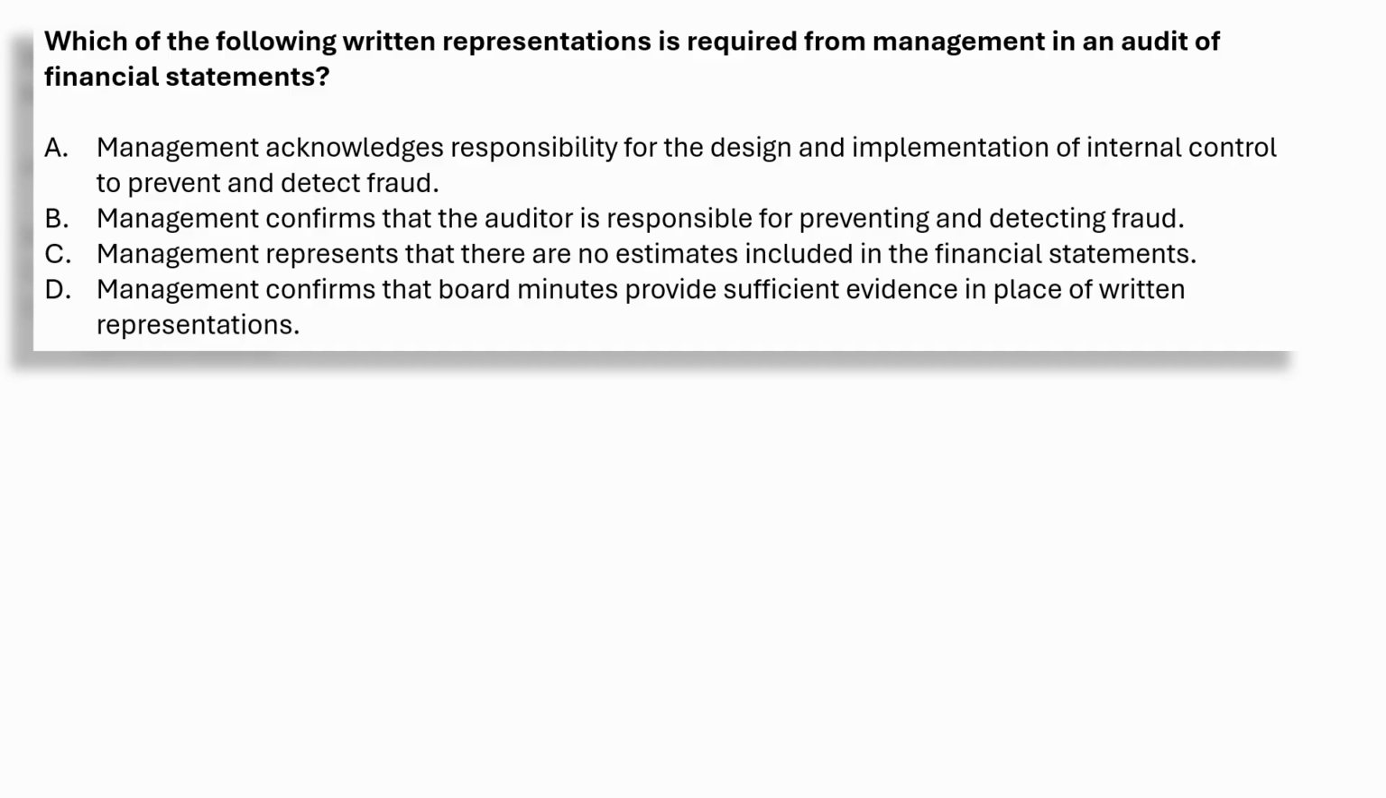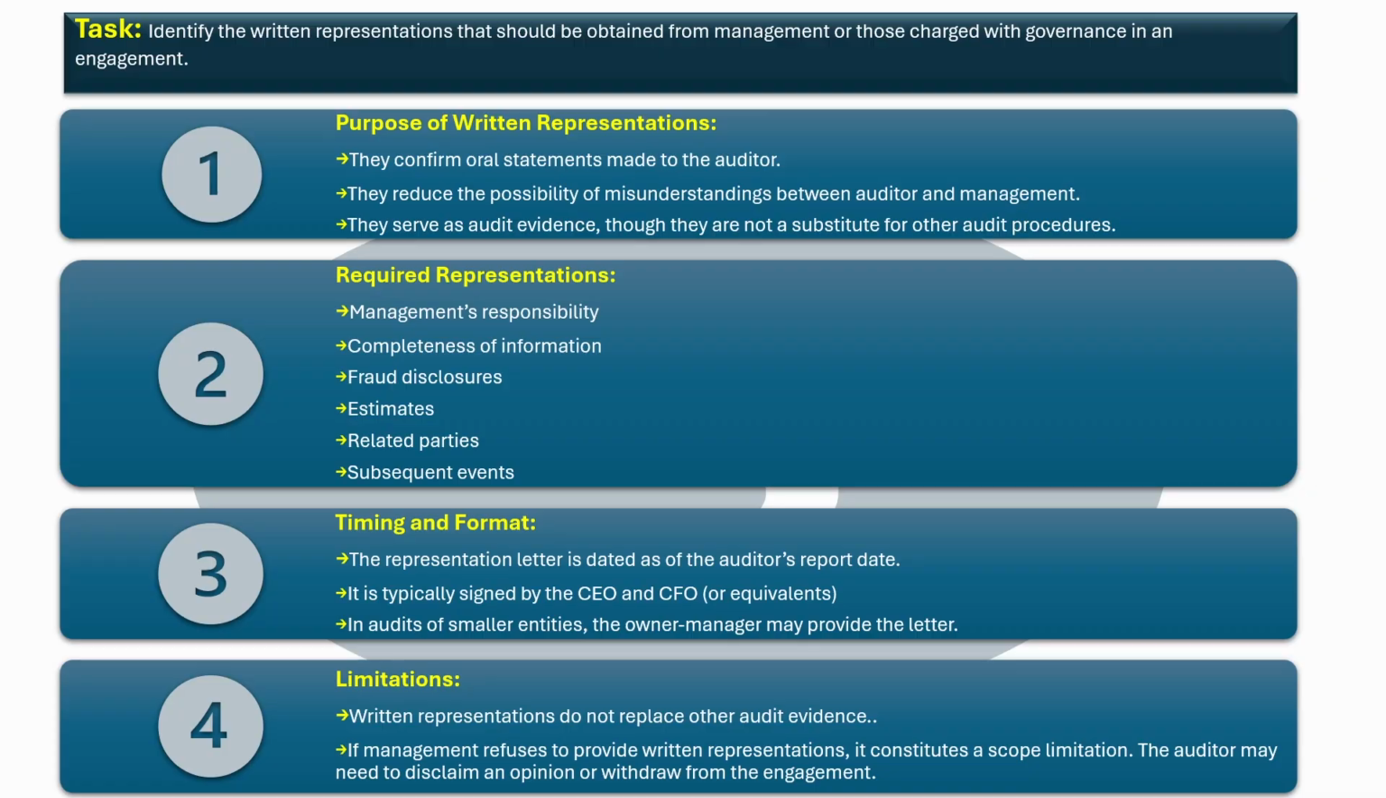Let us take a look at the AICPA exam task on written representations. Identify the written representations that should be obtained from management or those charged with governance in an engagement. One of the critical tasks in an audit engagement is to identify and obtain the required written representations from management and sometimes those charged with governance. These representations are not optional. They are required by professional standards, AUC 580 and the AICPA framework, ISA 580 internationally.